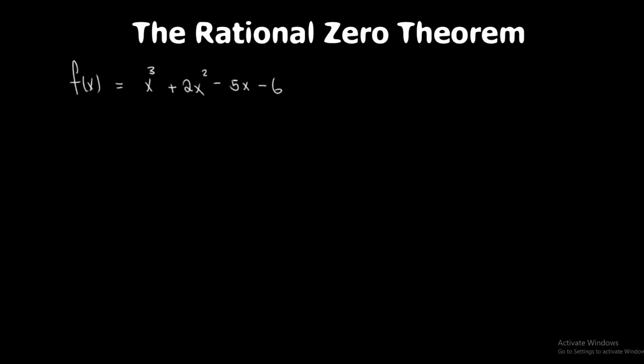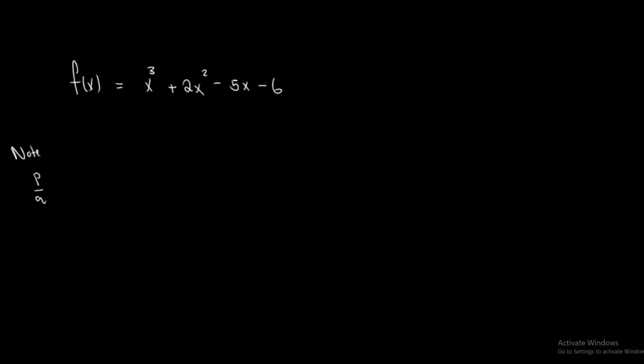Okay, let's talk about the rational zero theorem. The first thing you need to keep in mind, so we're going to have a little note section, is the following: p over q. So what does p over q state? Well, p refers to the factors, right? So let's write that down. The factors of my constant. And q is the factors of my leading coefficient.